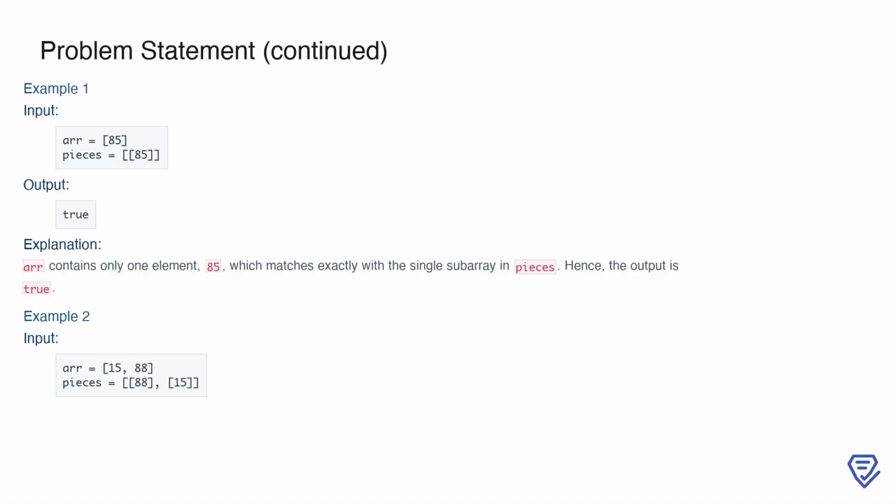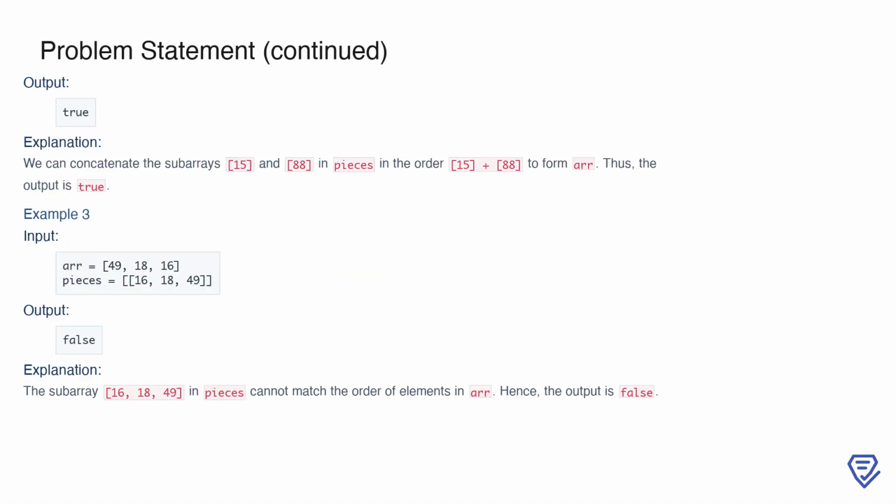In the second example, the input is ARR equals [15, 88], and pieces equals [[88], [15]]. Although the subarrays in pieces are provided in a different order, we can concatenate them as 15 plus 88 to form the array ARR. Since it is possible to form ARR by following the problem's rules, the output is also true.